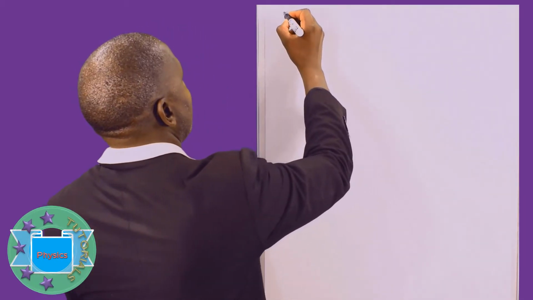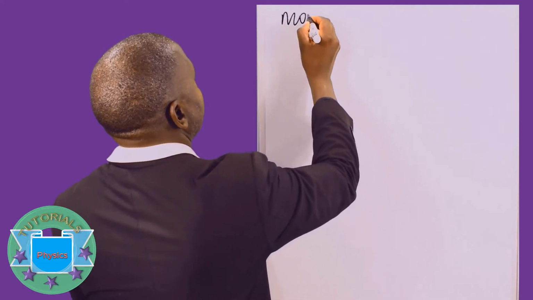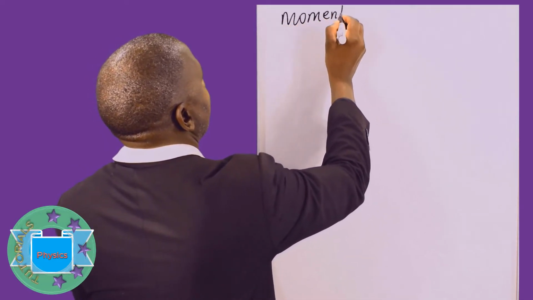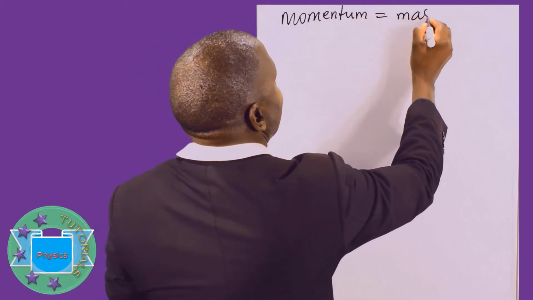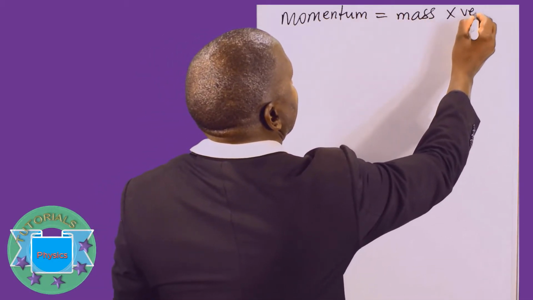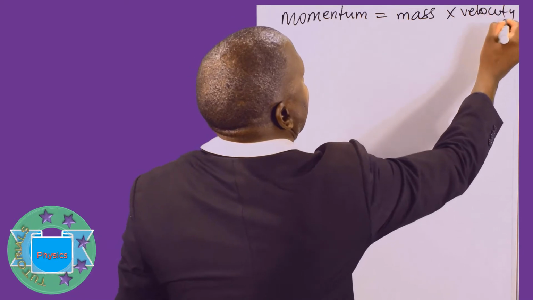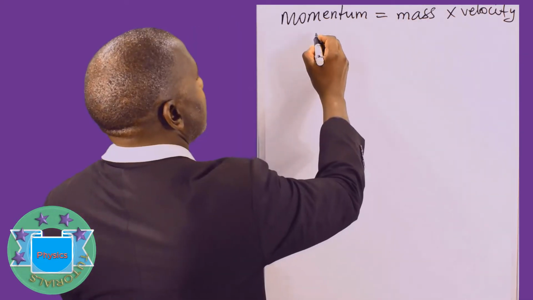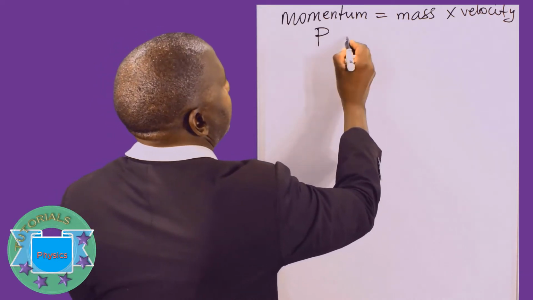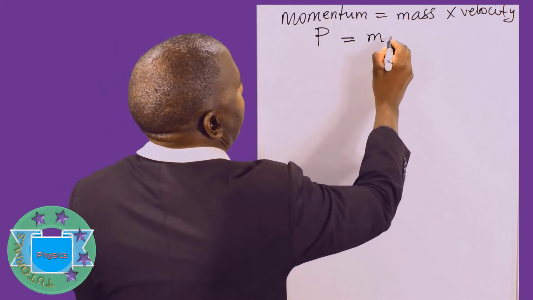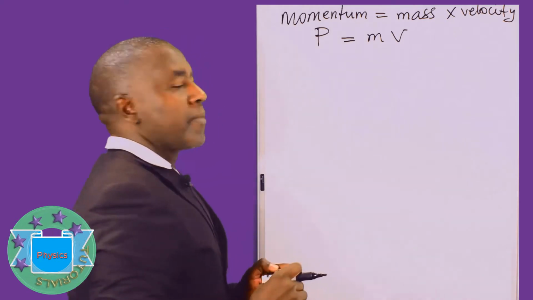So you're going to say momentum is the product of mass and velocity. In symbol, momentum is represented by P is equals to M times V.